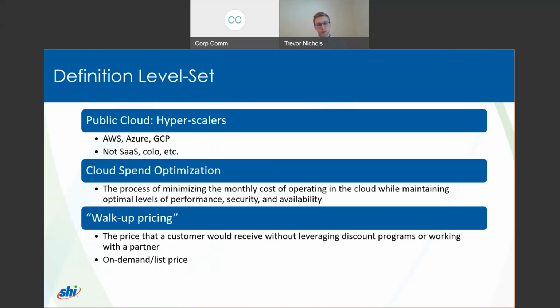With cloud optimization, really what our focus is the process of just minimizing monthly costs. And basically that's bringing down your monthly rate versus what it would have been doing otherwise. Finally, walk-up pricing is basically the MSRP, or publicly available price, that you would receive before applying any sort of discount vehicle, purchasing mechanism, or optimization or something related to those.